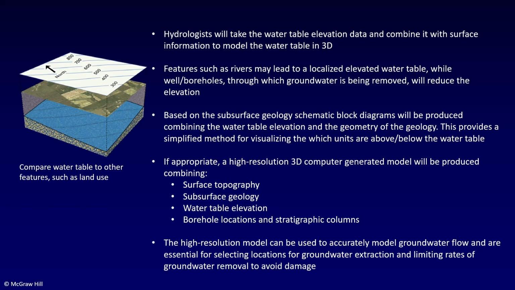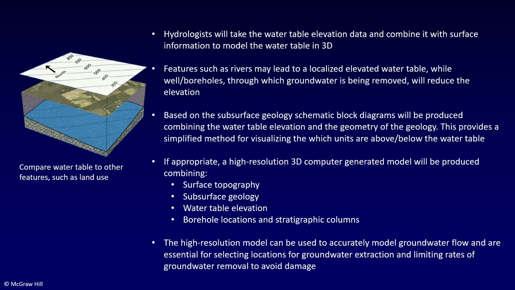Conversely, if you have wells which are removing water from the groundwater, that's going to produce what's referred to as a cone of depression as water is funneled into the borehole by the pump. And so all of this additional information is going to be added to this model, and it's going to allow you to produce a generalized but still quite accurate map of what's probably happening to the water table in your area.